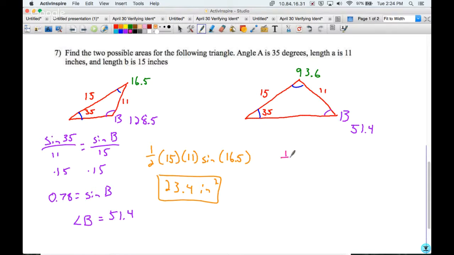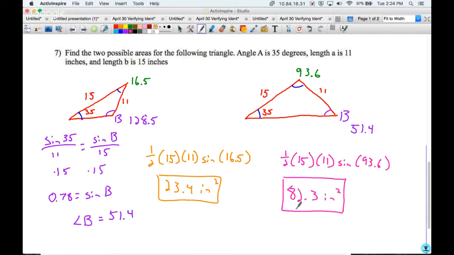And then over here, this is very similar, except the angle is different. 1/2, 15, 11, sine of 93.6. 0.5 times 15 times 11 times the sine of 93.6 gets us 82.3 square inches for this one. All right, so as long as you remember that when you do law of sines, you get this angle and its supplementary angle, you'll be able to just set the problem up in the two different ways, even if you can't get the diagram perfect.